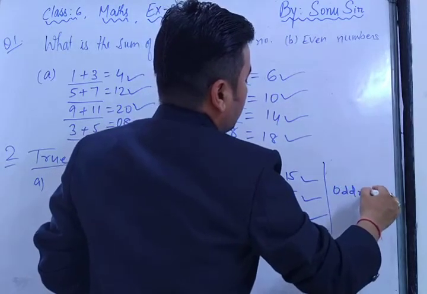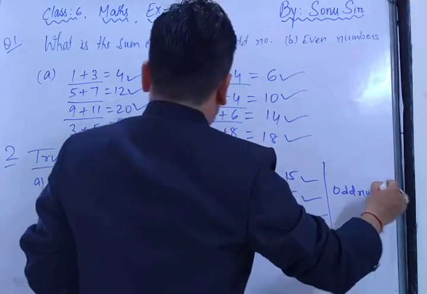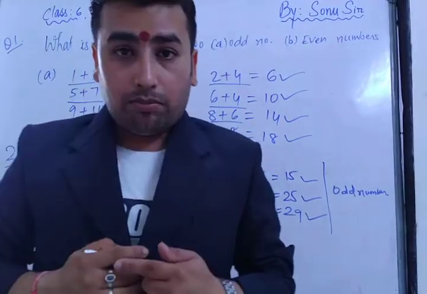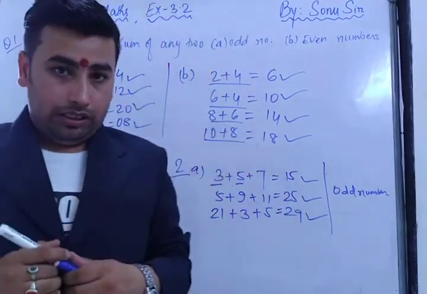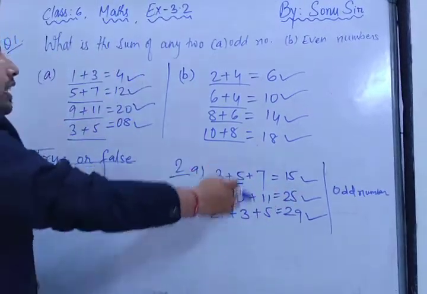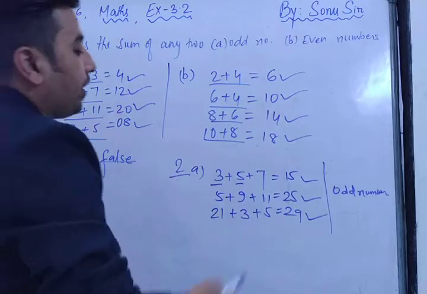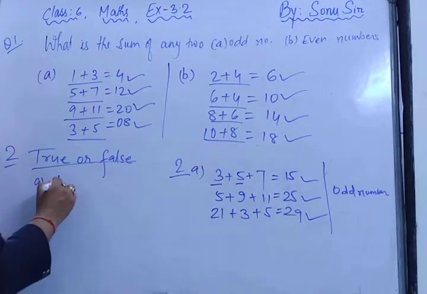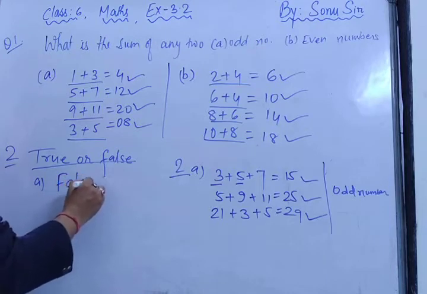And what is our question? Our question is saying that the sum of 3 odd numbers is even. So is this statement true? No, because we have seen that by adding 3 odd numbers, we get an odd number only. So the first one is false. You can write first false.